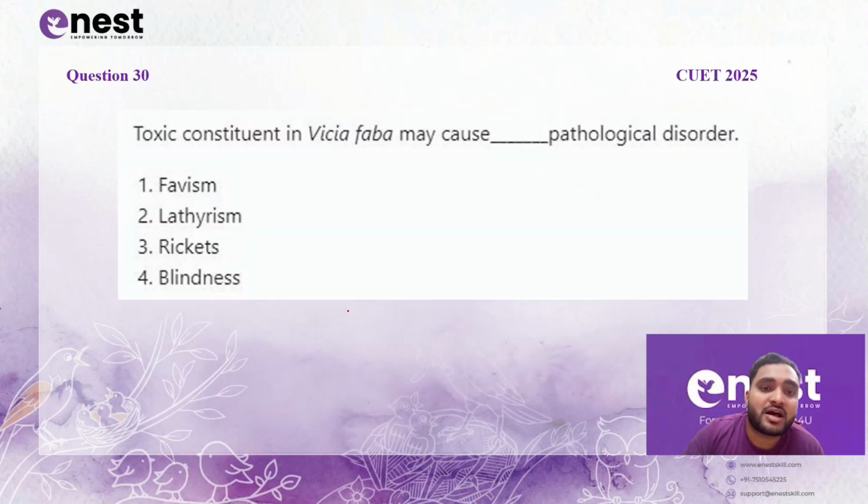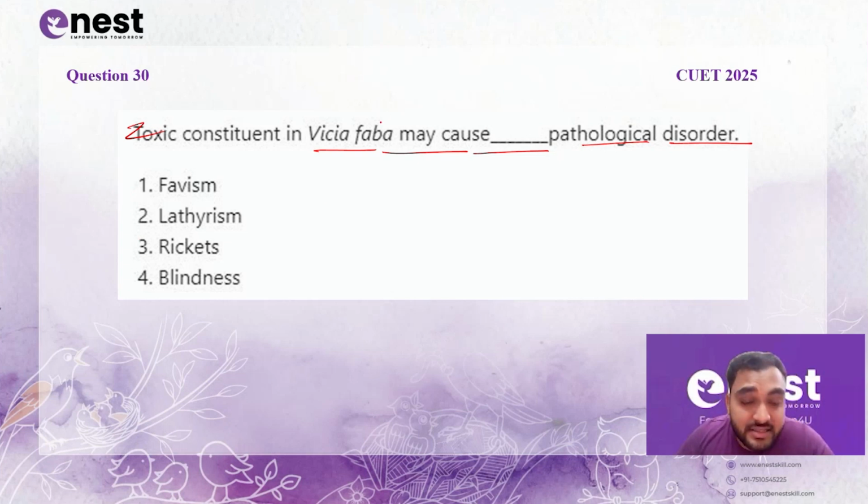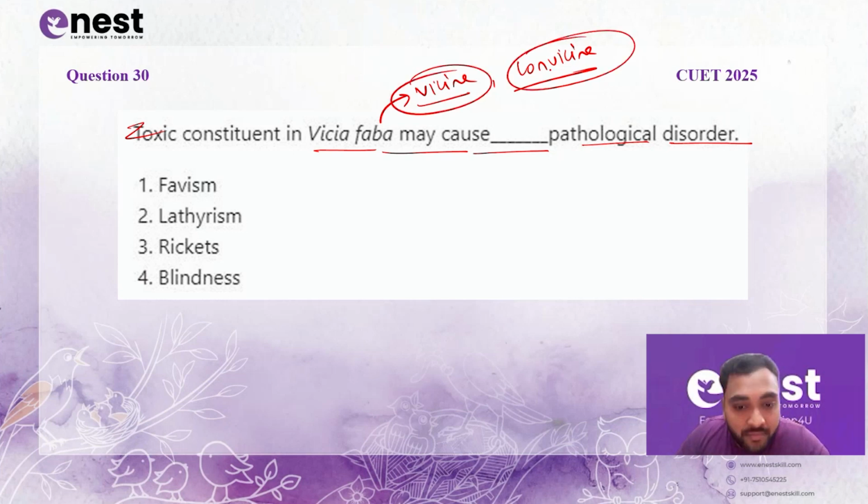Next question, or the last question in this video: toxic constituent in Vicia faba may cause dash pathological disorder, and the options are favism, lathyrism, rickets, and blindness. Now, Vicia faba contains the toxic compounds vicine, or let's say convicine. These two are the toxic compounds found in Vicia faba.